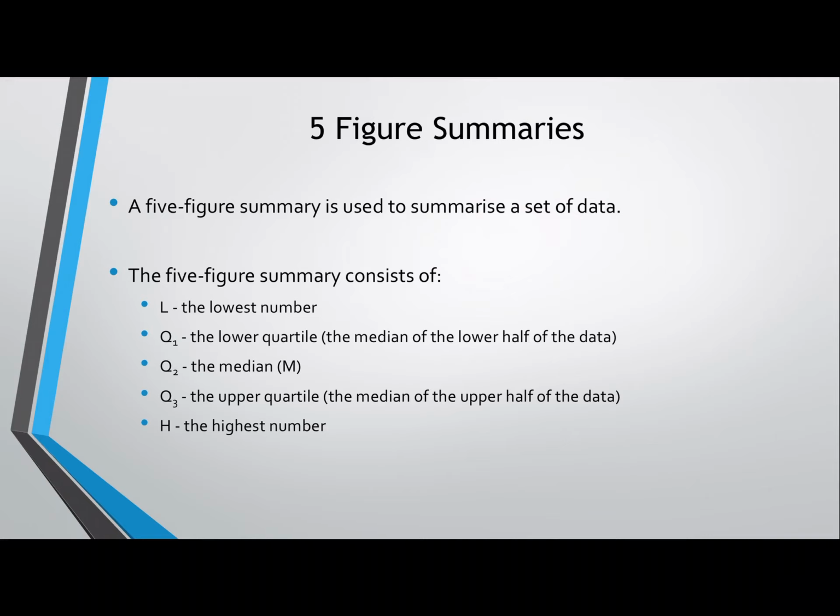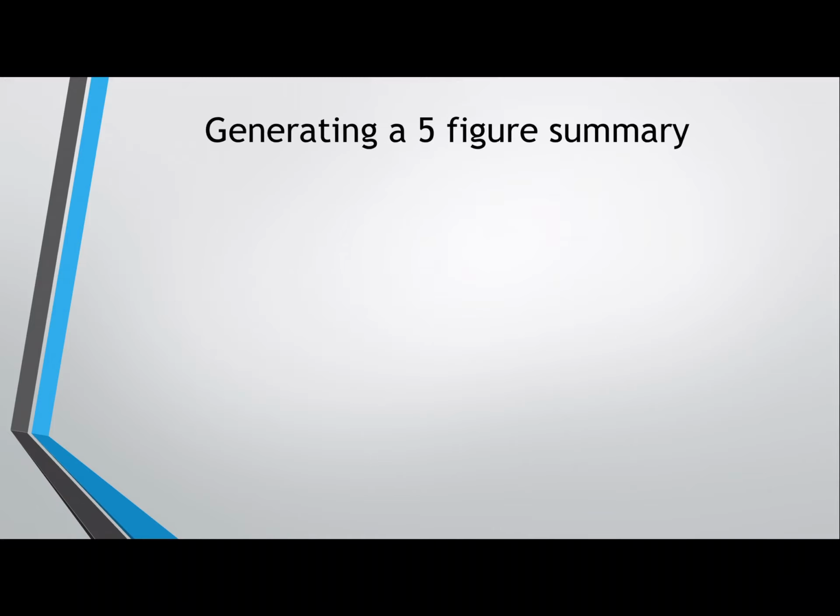So quartiles, which is what we're looking at here. Quartiles sounds like the word quarter. So that's what we're doing. We're splitting our data into 4 separate sets and finding our medians in there, and we've got our highest and our lowest number as well. So when we are generating a 5-figure summary, this is what we've got to do. So, an example as we're doing it.